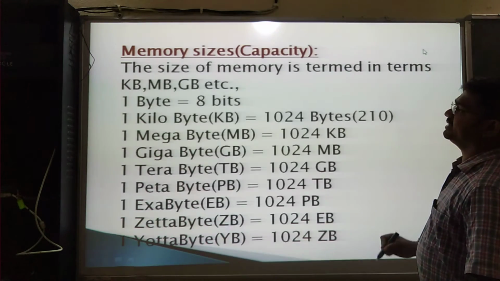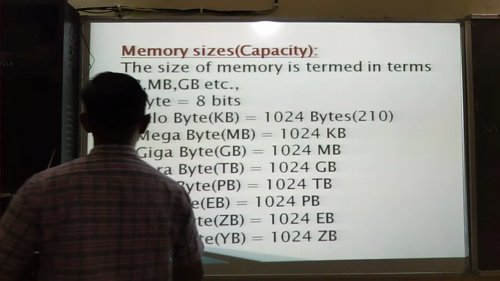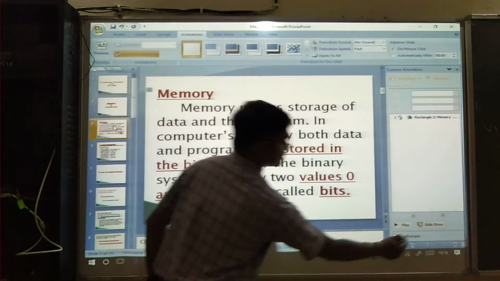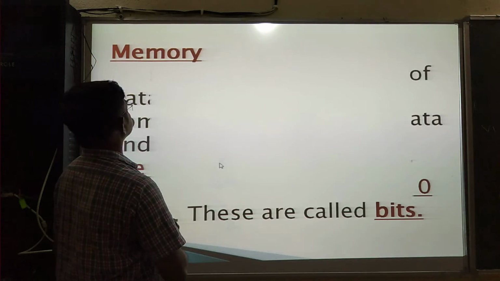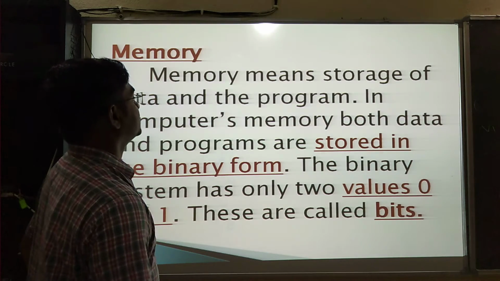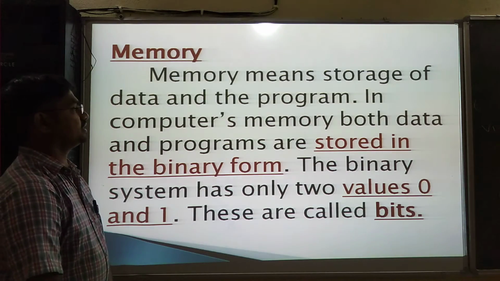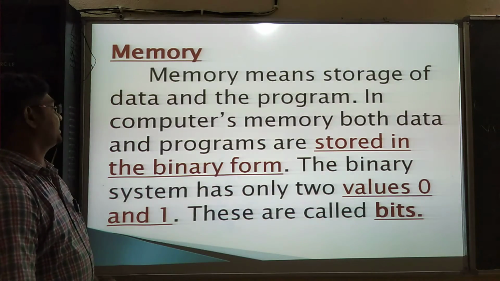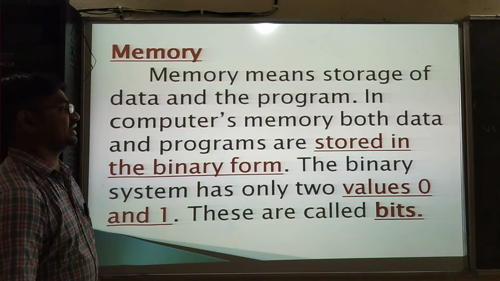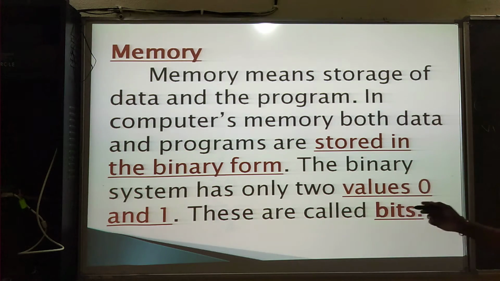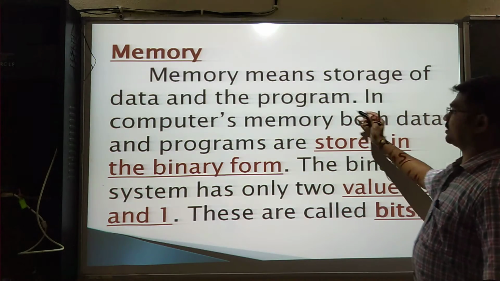Memory means information that you keep in your mind; that is called the memory unit. So first, what is memory? Memory means the storage of data and programs. In computers, both data and programs are stored in binary form. The binary system has only two values, 0 and 1. These are called bits.